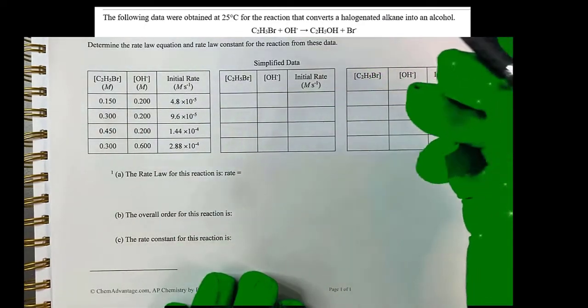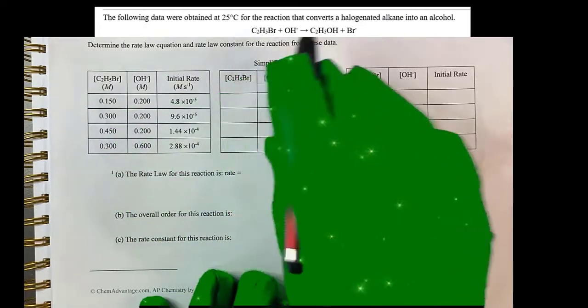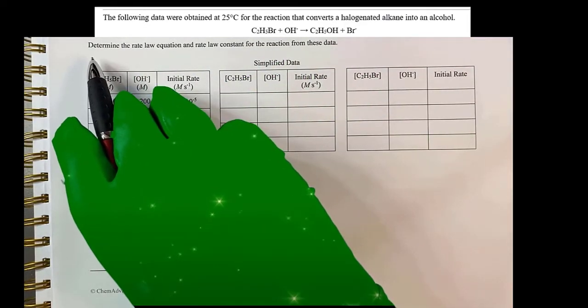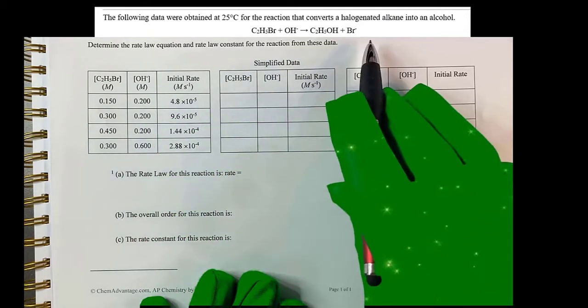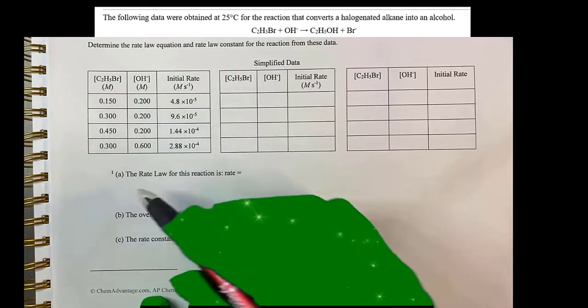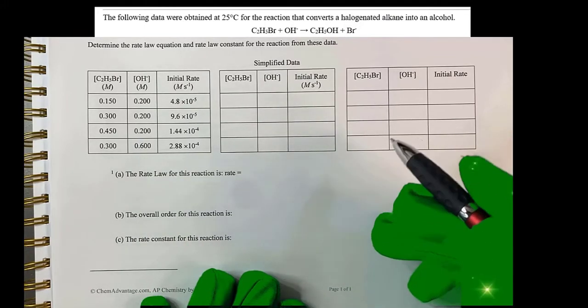Now, so there's the reaction. We don't have to worry about stoichiometry because it's a 1-to-1. The first question is determine the rate law equation and the rate law constant for the reaction from these data. In fact, here's our A. What is the rate law for this reaction?